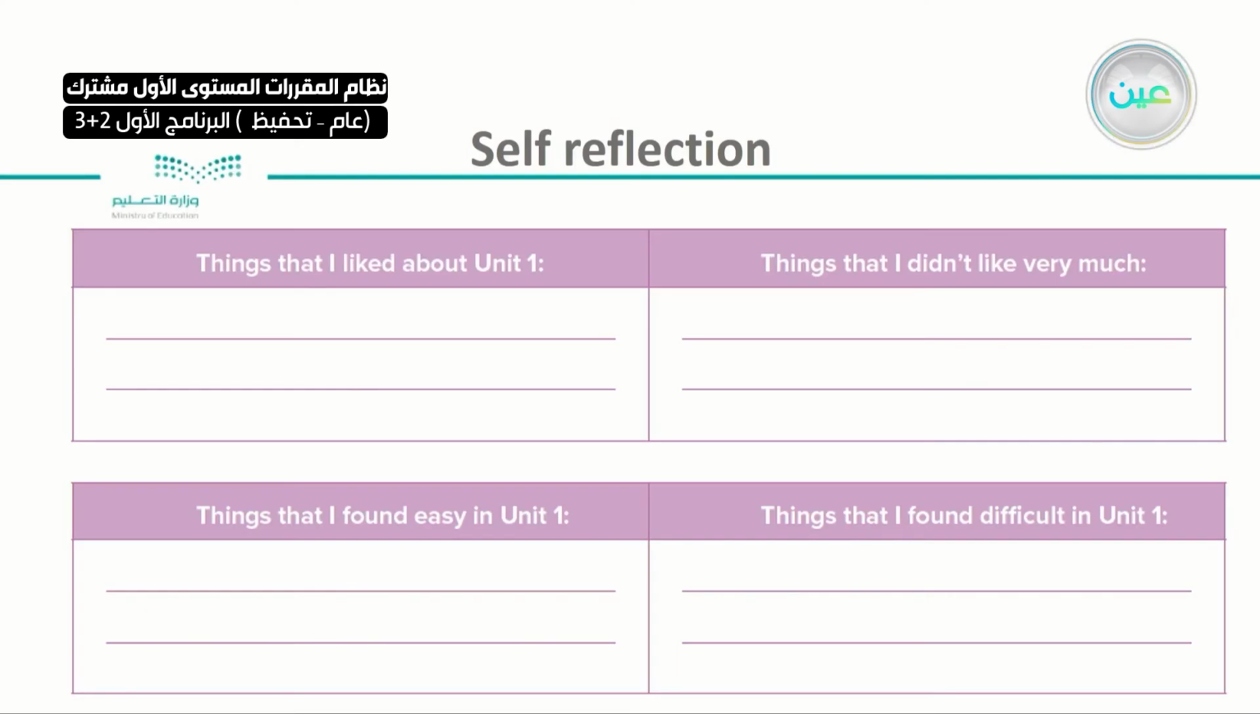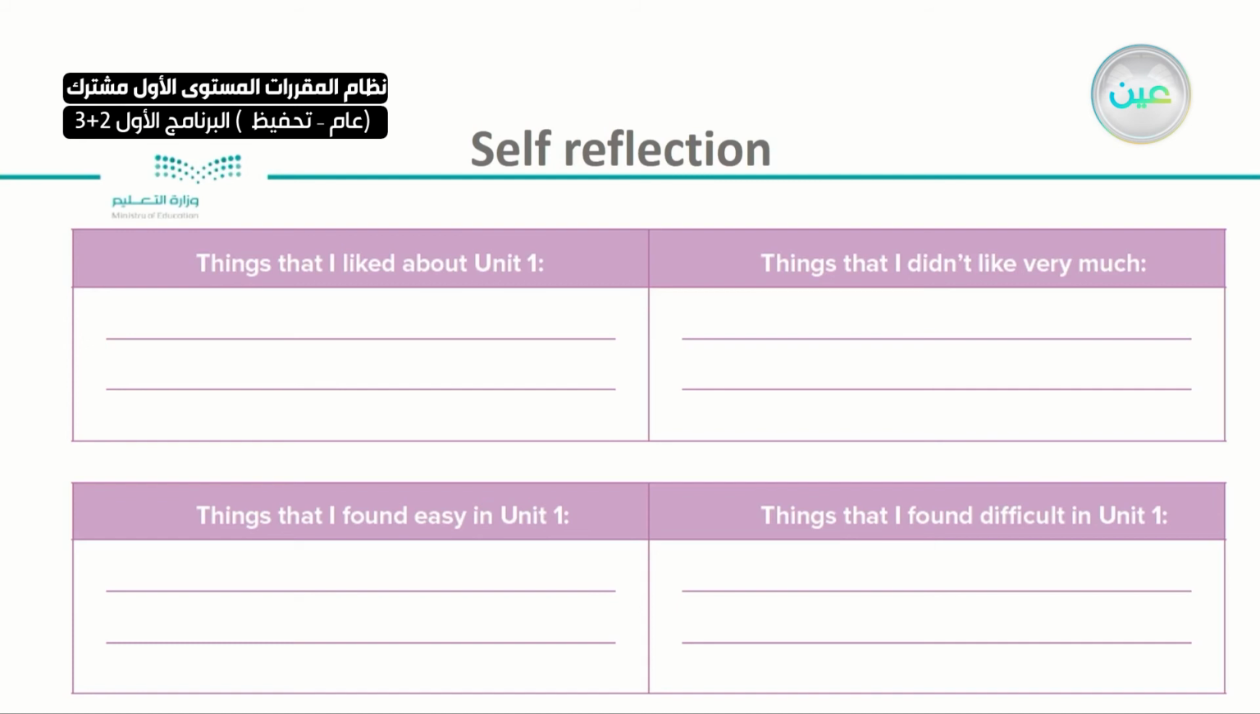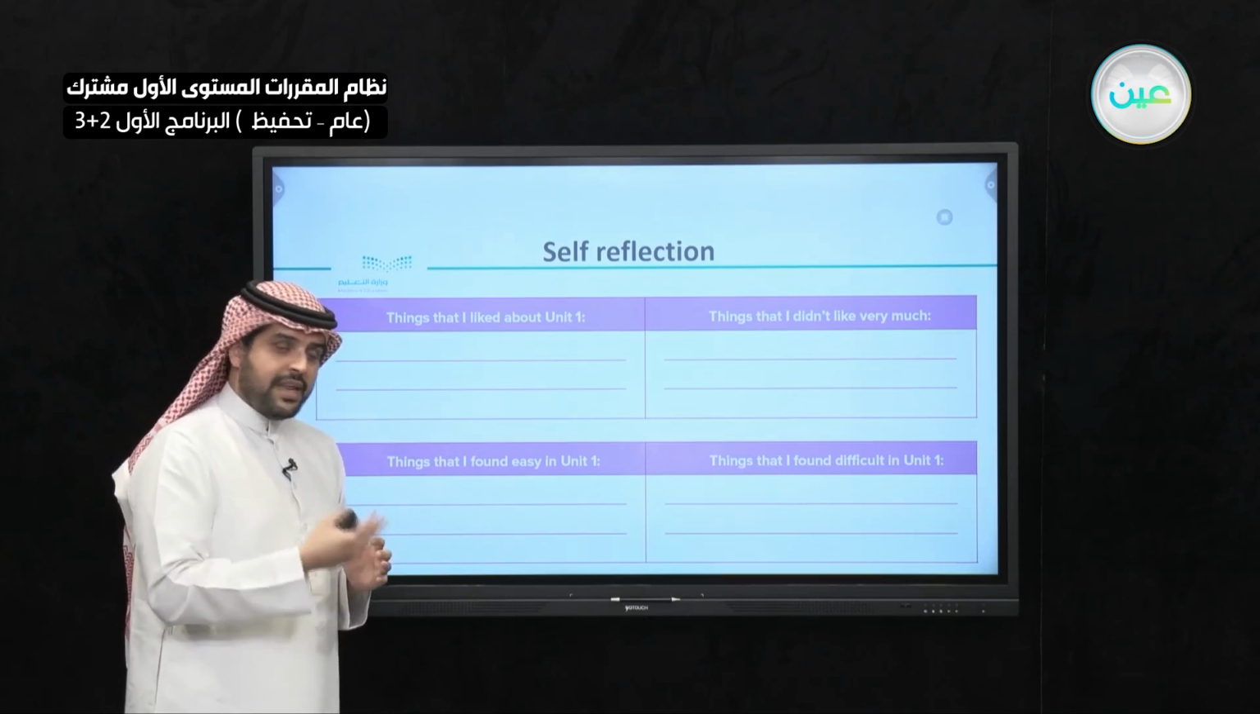The other one is the things that I found easy. What did you find very easy in this unit? And the things that you found not easy, difficult. The things that you found easy and the things that you found difficult in Unit 1. So this is very important, so you can know what things are difficult for you, so you can manage them.